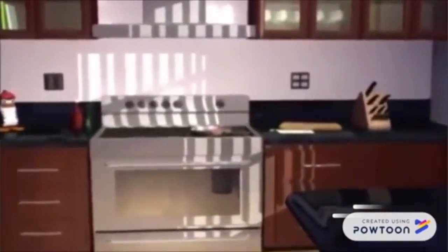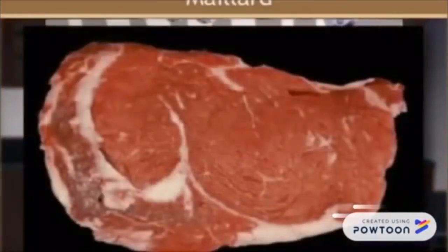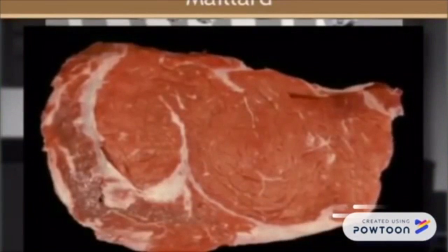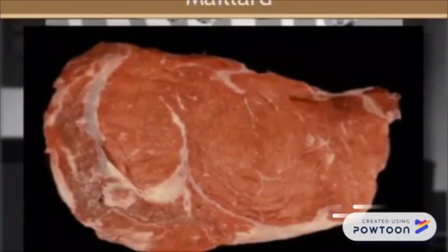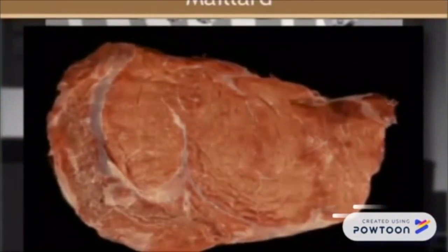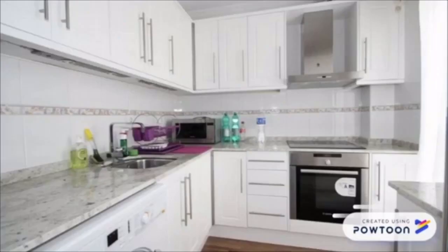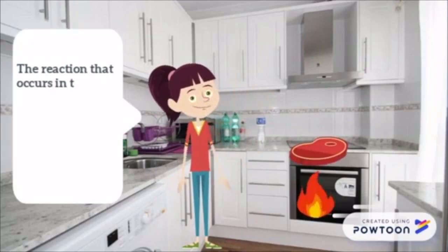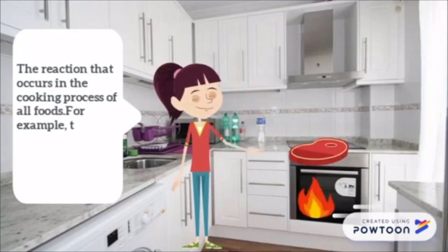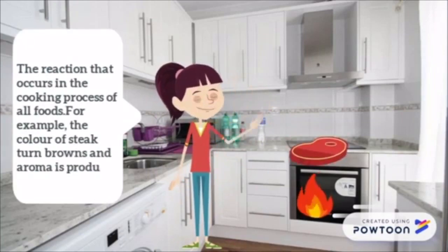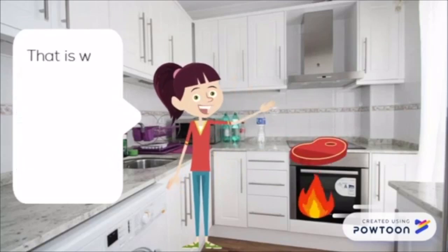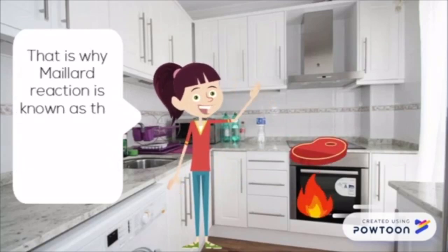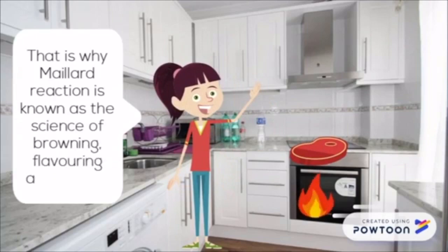Now let us have a look at the physical changes of the food that undergoes Maillard reaction. Maillard reaction is the reaction that occurs in the cooking process of all foods. For example, the color of steak turns brown and aroma is produced. That is why Maillard reaction is known as the science of browning, flavoring, and aroma.